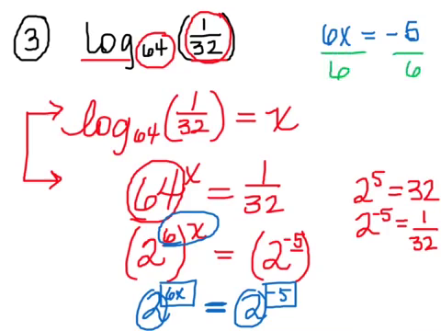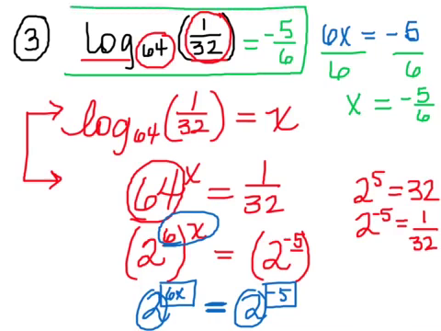by doing whatever it takes to get it by itself. So x equals -5/6. So the answer to this question is -5/6 when you do log base 64 of 1/32. The answer is -5/6. And again, that would not be something you could figure out easily just by looking at it. And so you're going to have to use this same base rule, making them into the same base so that we can say that the two exponents must also be equal.